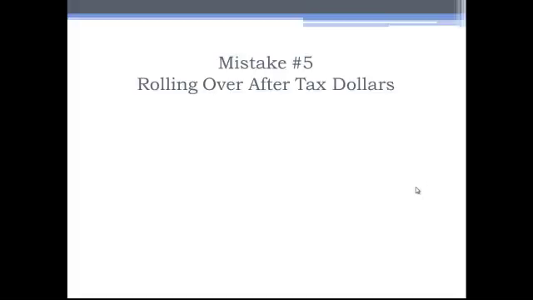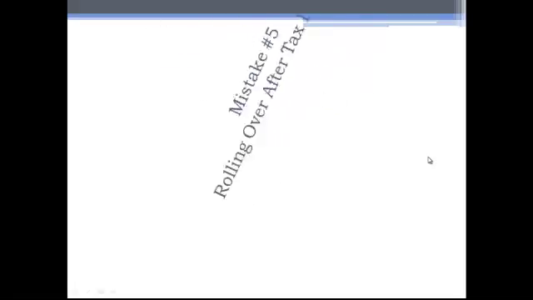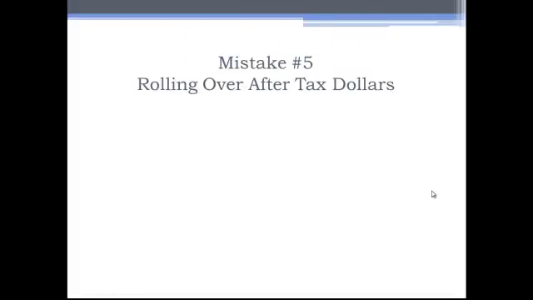Right, so we begin Module 2 with mistake number 5, rolling over after-tax dollars. Now, why on earth would you have after-tax dollars in any qualified plan? Well, some 401ks, as we learned in Mod 1, have different rules. They allow some participants, or all participants, to invest excess money if they choose to. So you've contributed the maximum into your 401k and you have extra money and you want to invest it. So you put it into your 401k.